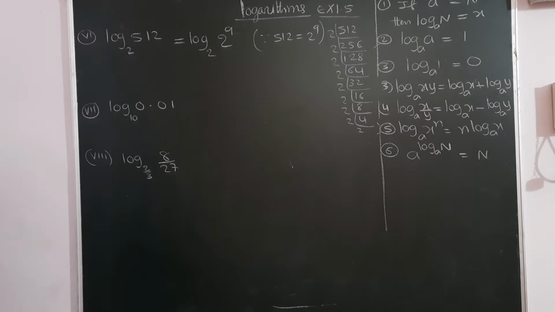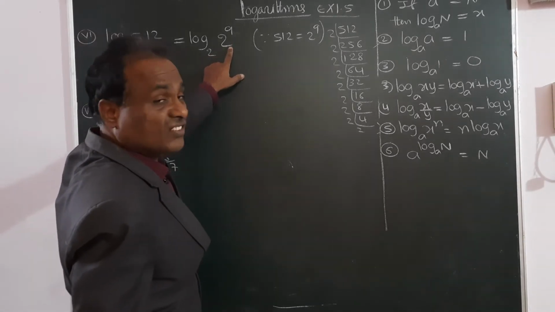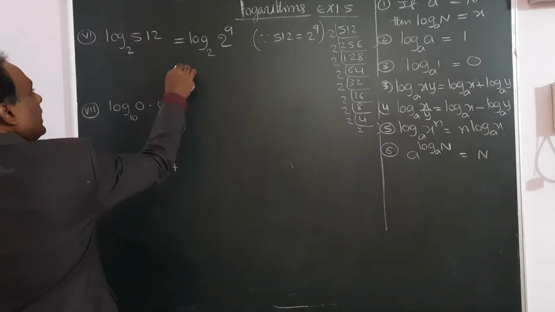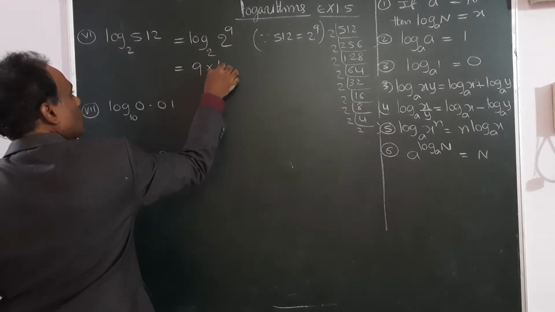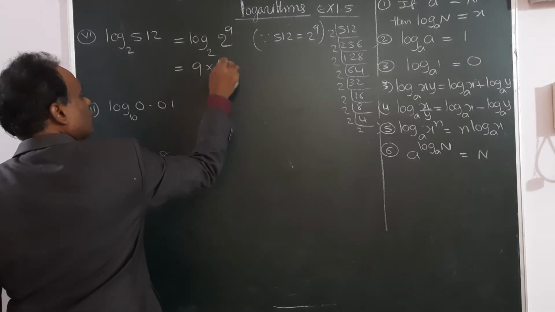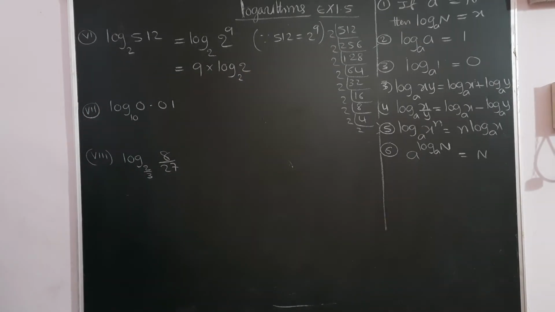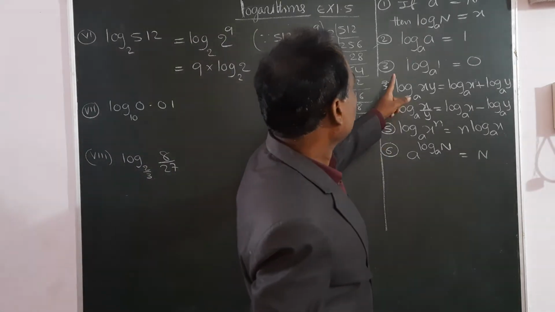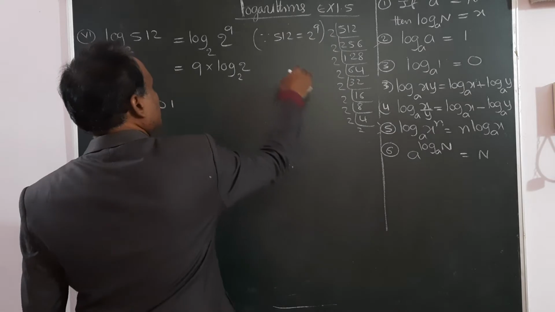Why am I writing it in the form of 2 power 9? Because this base is 2, so if I make this also 2, I can use the formulas. Now the next step: 9 will become 9 into log 2 base 2. Which formula did I apply? The power formula, the 5th formula.